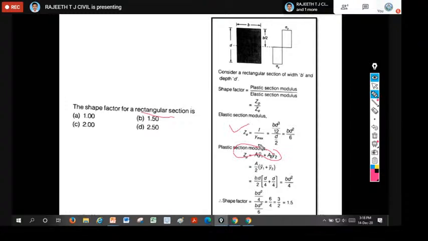We all know Z, so we can calculate the I by y in a short time. Whereas for Zp, first we should mark the equal area axis. Then you take all the elements above and below the equal area axis, and take the corresponding areas and the corresponding centroid distances from the equal area axis. That is your Zp. Then you take the ratio of Zp to Ze, and you get the shape factor. For a rectangular shape, 1.5 is the shape factor.